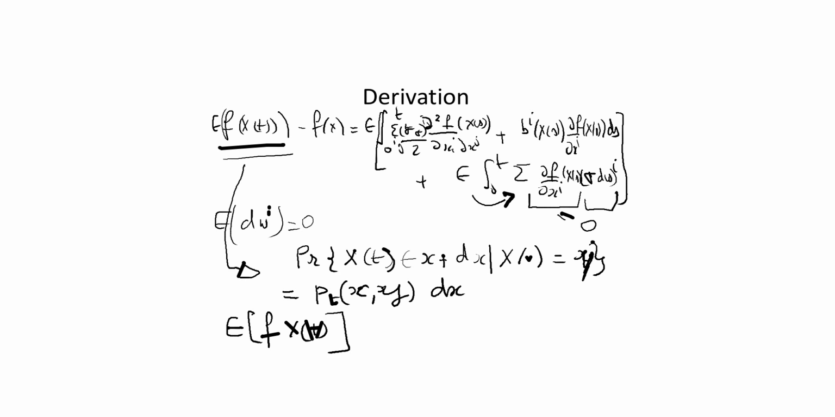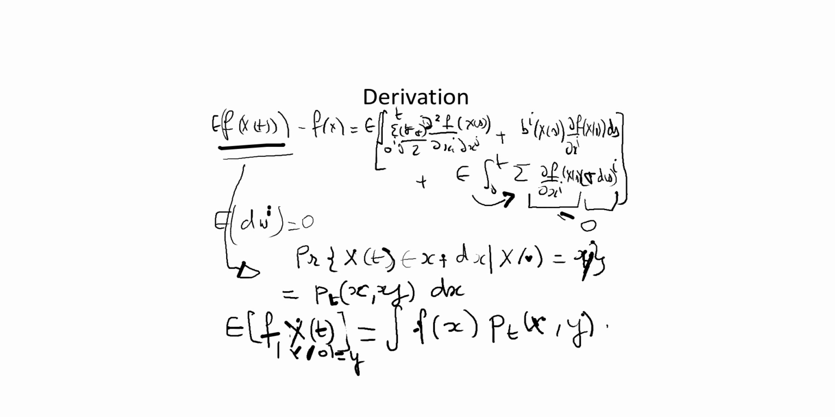So actually, the expectation of f of x of t, let me erase this part here. So again, the expectation of f of x of t is precisely the integral of p, conditioned on starting at position y. This is precisely f of x, probability of making a transition from y to x, dx. Right? And this is integration over the domain. So now we are going to discuss this term here.